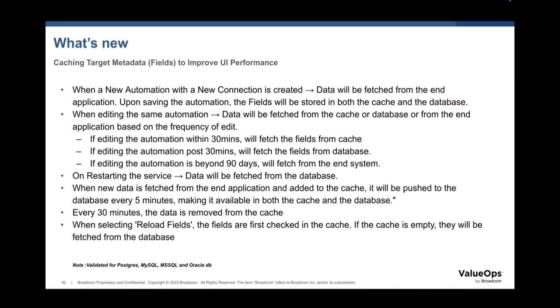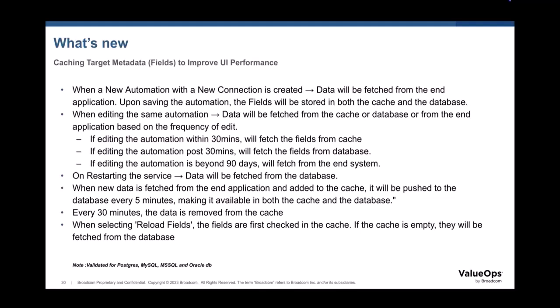The reload field, basically, for the source field and the destination field, pulls the real data from the end application. For instance, in Jira, after the data is in the cache or the database, somebody has edited a field or added a new field, and now you think that you need that new field in the field mapping. If you use reload fields, it's going to fetch the new field from there.